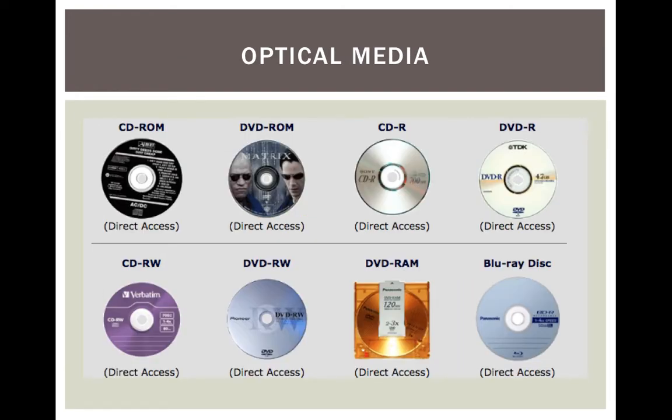Okay, so here are our different optical media types. Notice they are all direct access. Now, you should be familiar with the majority of these terms. CD stands for compact disc, whereas DVD stands for digital versatile disc. Now, where you have ROM, R or RW, ROM means read only, so you can read from it, but you can't change it. So when artists release albums or movies are released on DVD, those discs are fixed, so you can't wipe them and write back over them. Those are ROM discs.